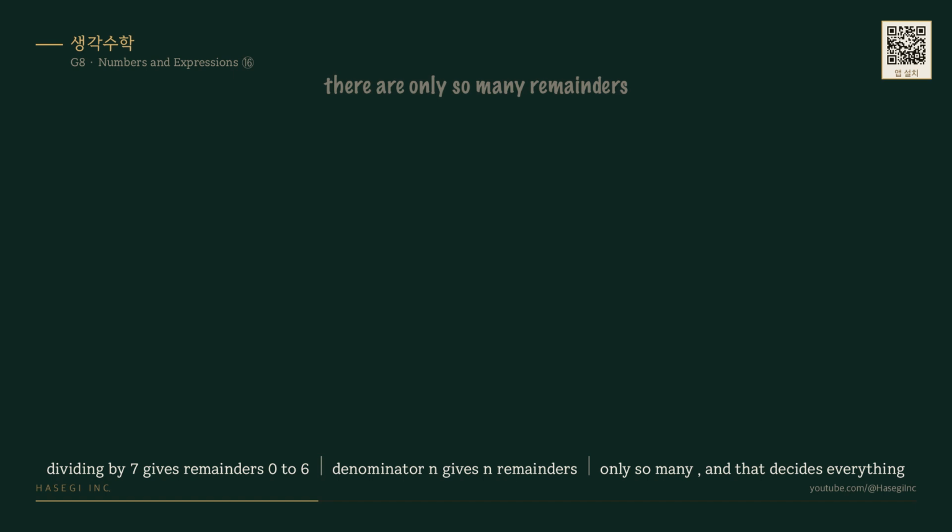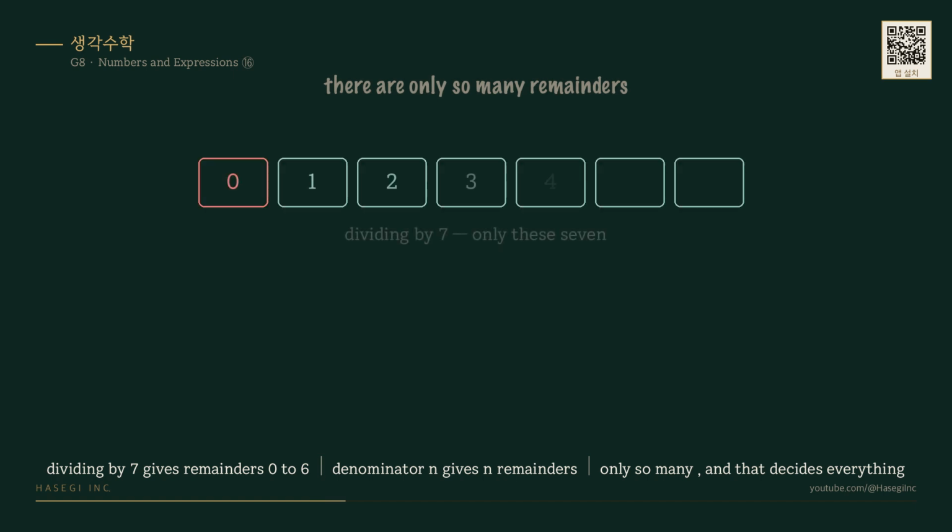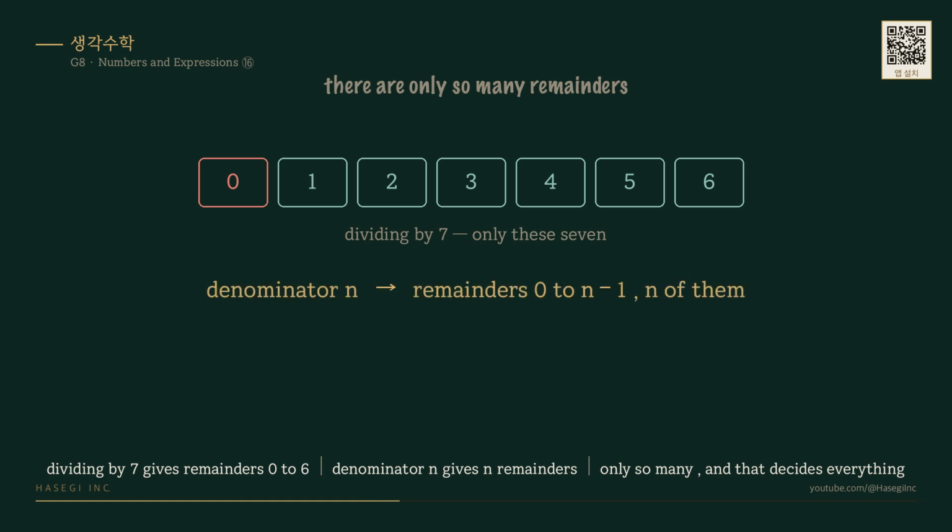The key is how many remainders there can be. Divide by 7 and the remainder is 0 through 6, 7 values in all. With denominator n, the remainder runs from 0 to n minus 1, n values. There are only so many. That single fact decides everything.